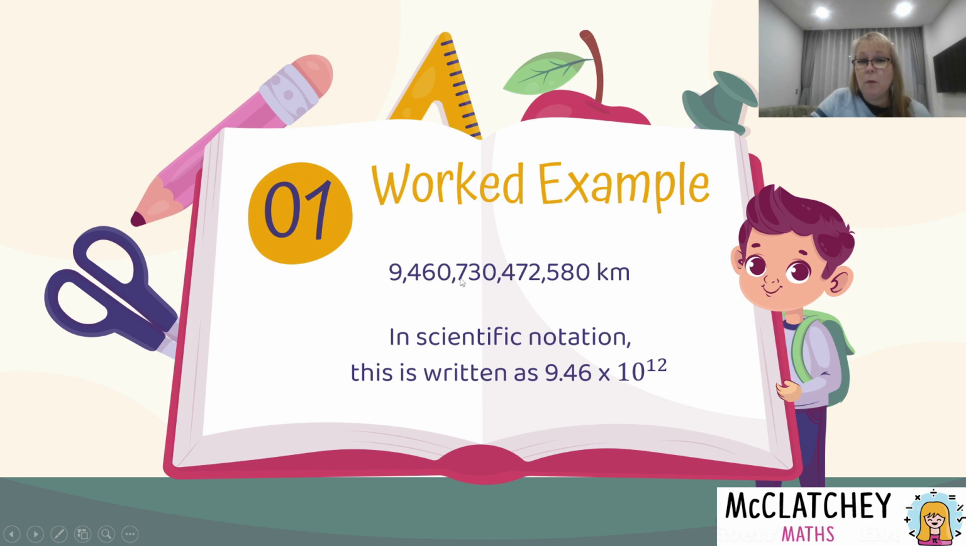And effectively what we've done is we've chopped off all of those other digits and said they are no longer important. We're just wanting a rough estimate. So let's have a look at how we do this. First of all, you've got to write your decimal point in to get this final answer to 9.46 times 10 to the power of 12.